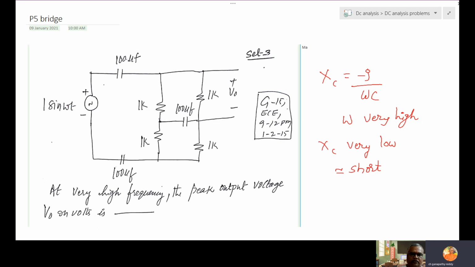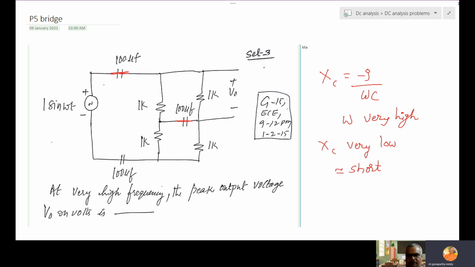Because it is an AC source, it is having frequency of omega. That omega mentioned in the problem is very high. So capacitive reactance is very low, and this capacitor acts like a short. This capacitor also acts like a short. But what is another important thing? 1K into 1K is equal to 1K into 1K.